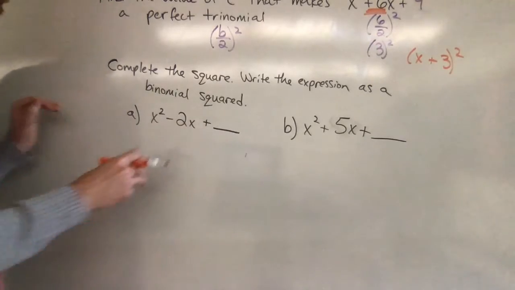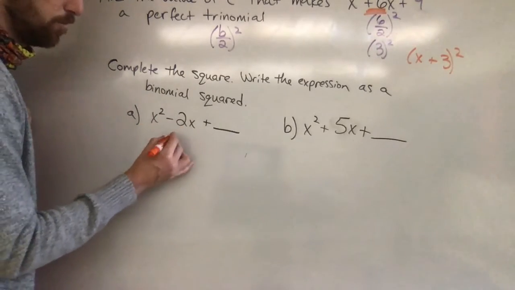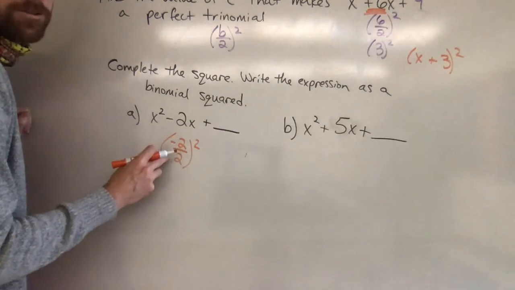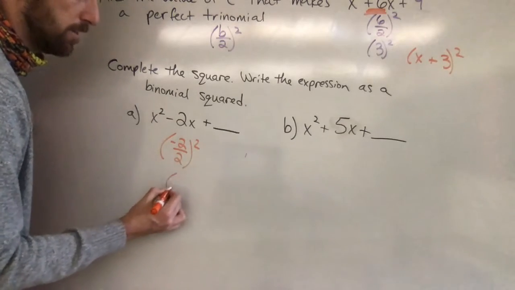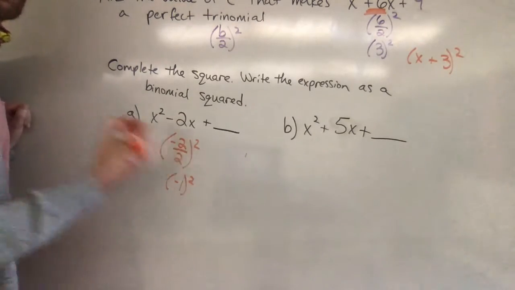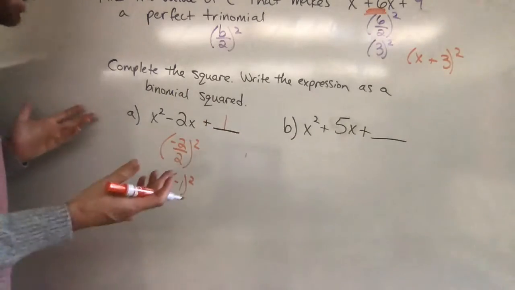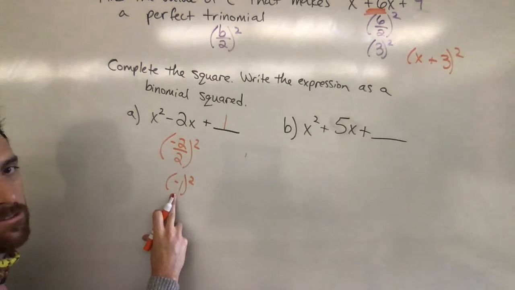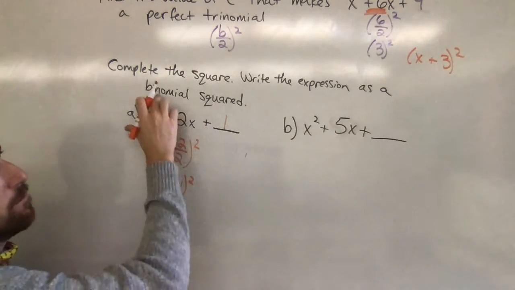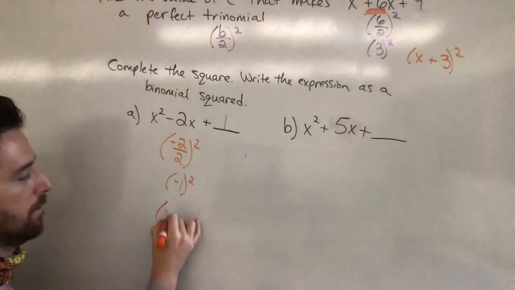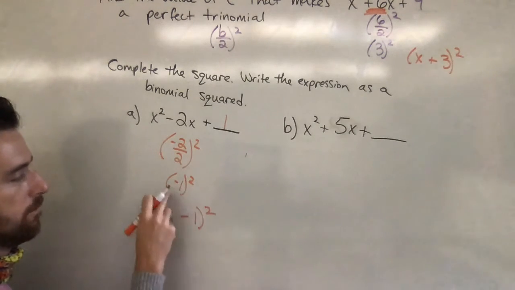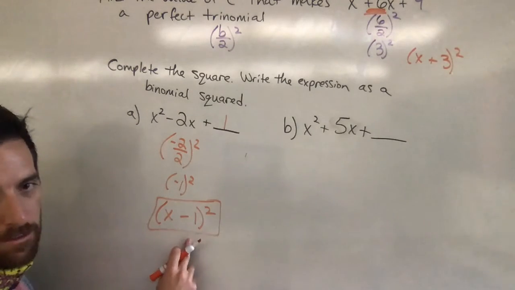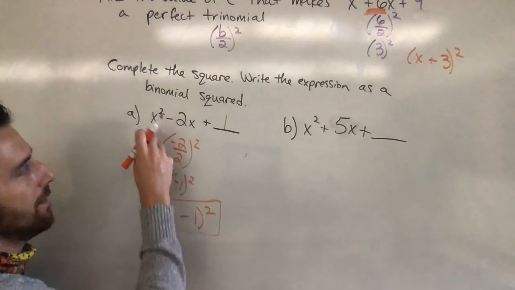To find the blank, we're going to take b, we're going to divide it by 2, and then we're going to square it. So negative 2 divided by 2 is negative 1, and then negative 1 squared would be positive 1. Great. Now, remember, whatever you have here, after you divide by 2, that's what goes into the binomial squared. So it would just be x minus 1 squared, right? Because we had the minus 1 there.